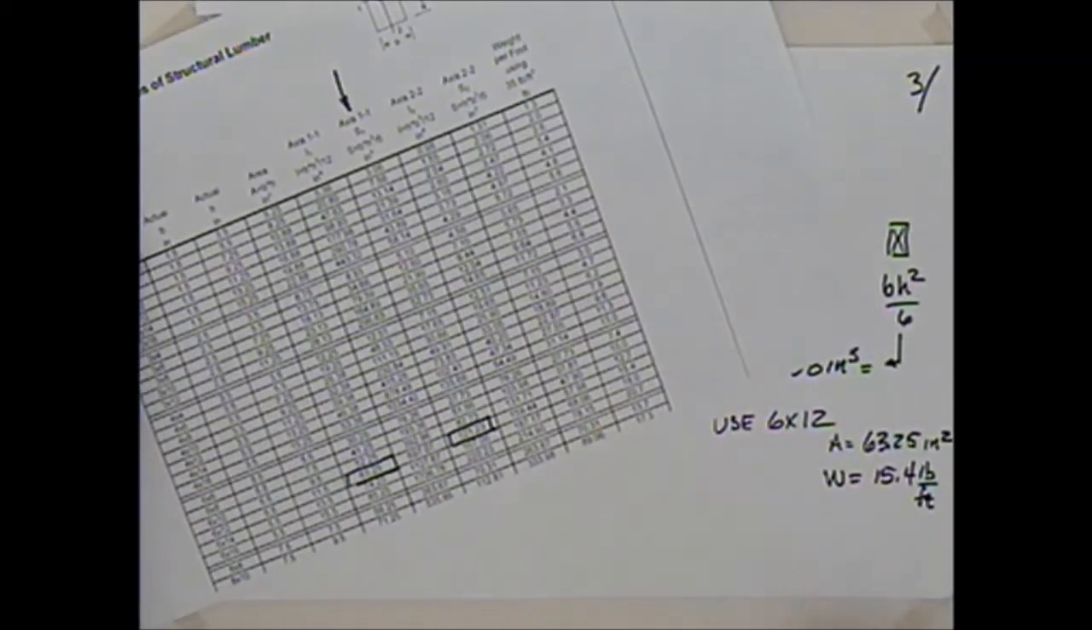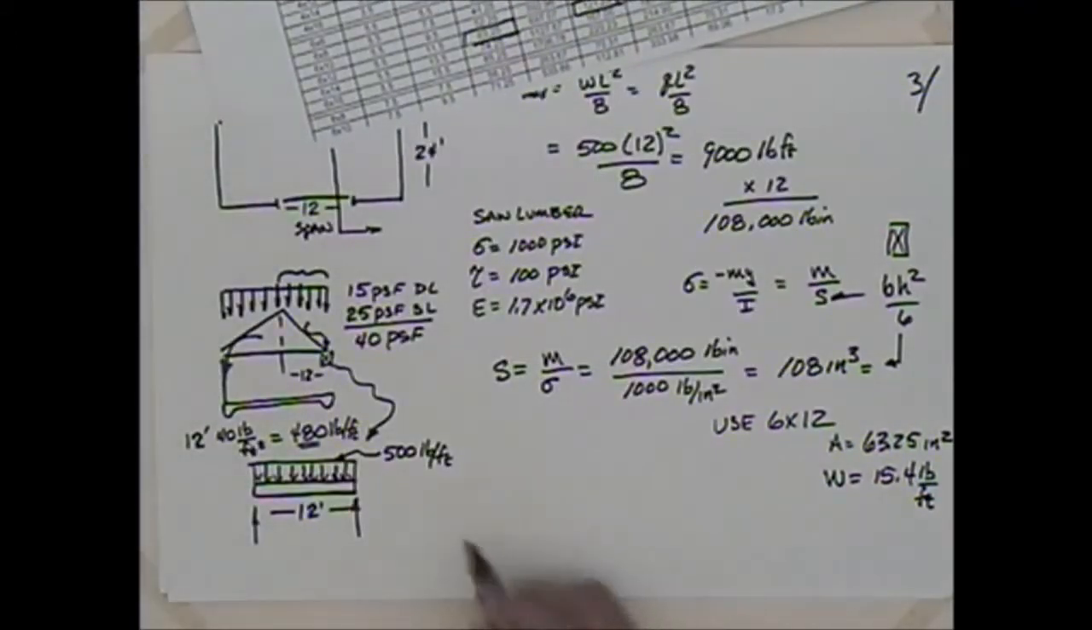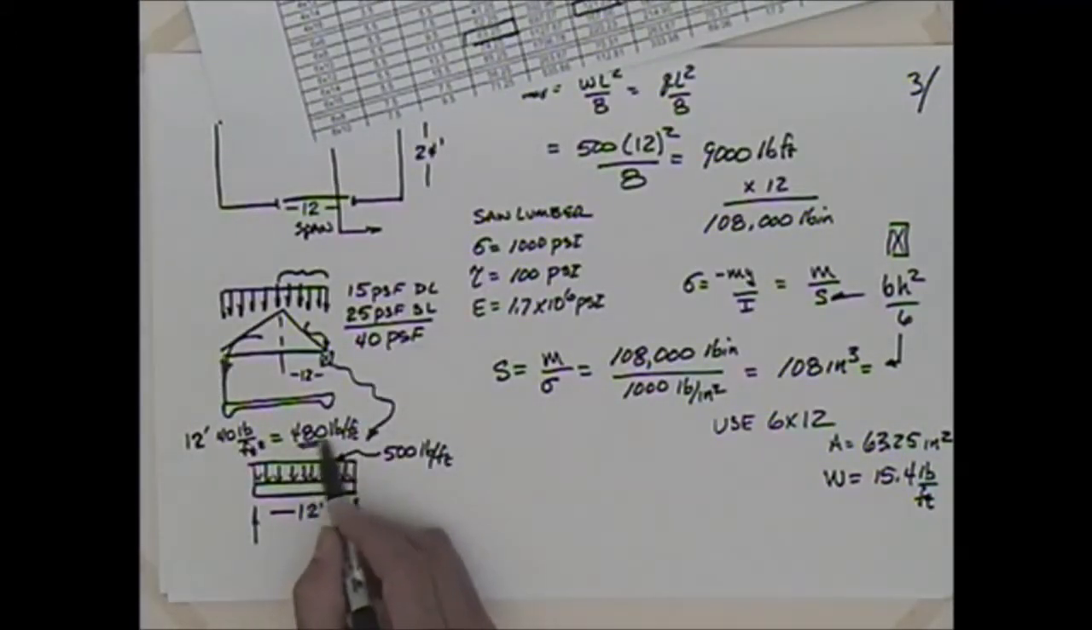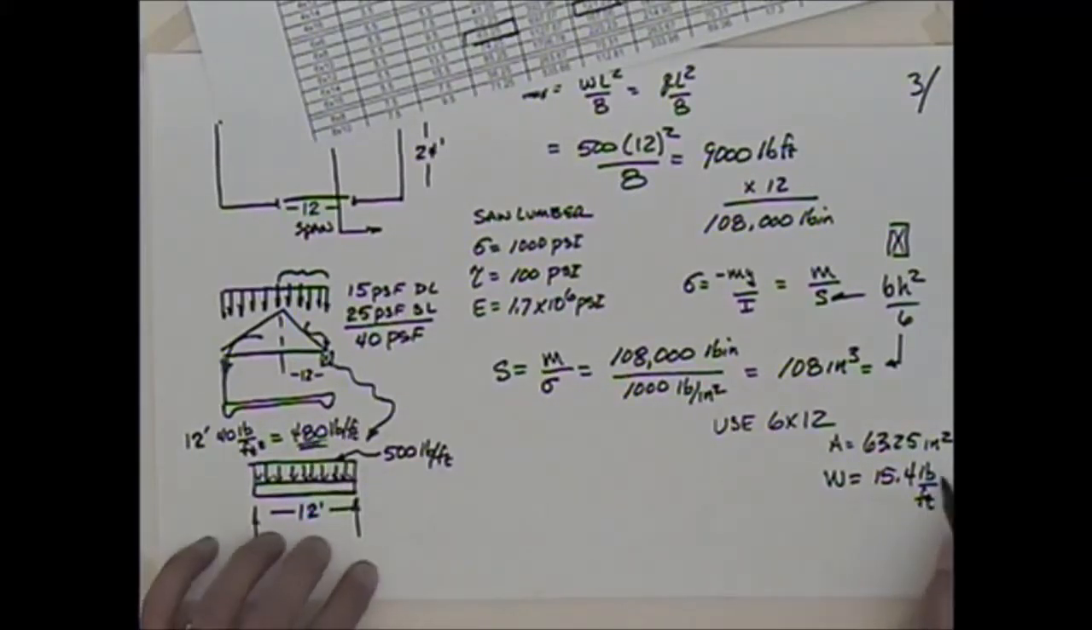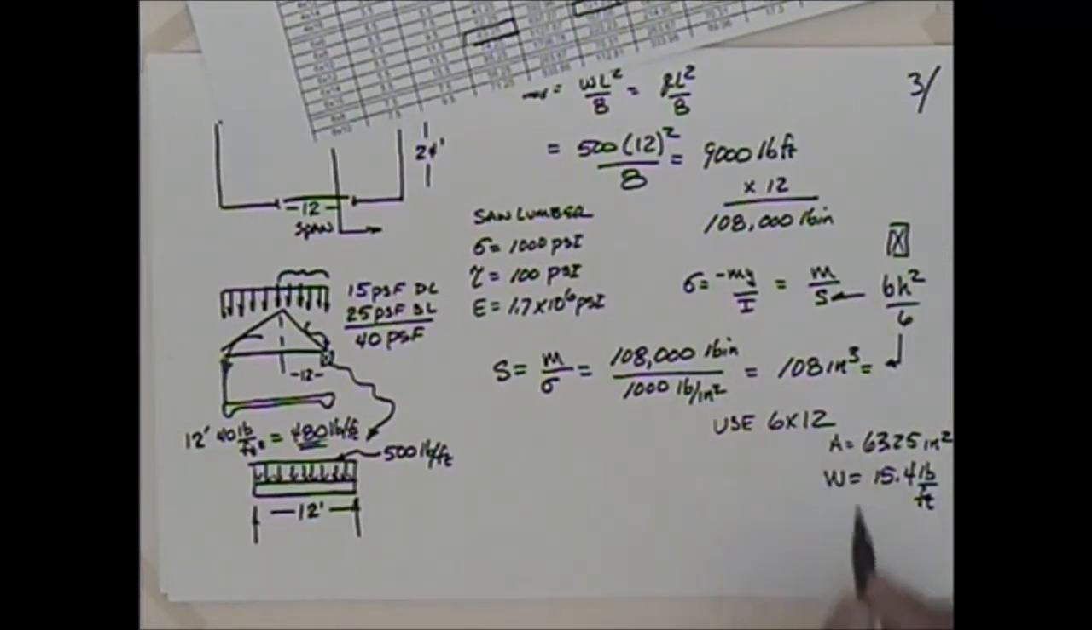So how did I do? Well, I had come up with this calculated at 480, so I added the other 20 to get 500. So I think I'm okay. I've accounted for this. So from a bending standpoint, we're okay at a 6x12.